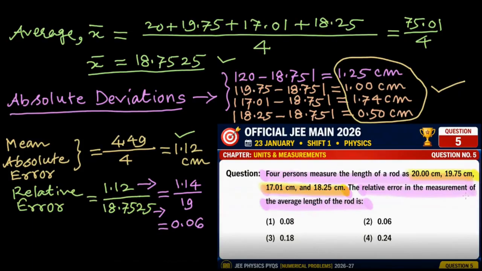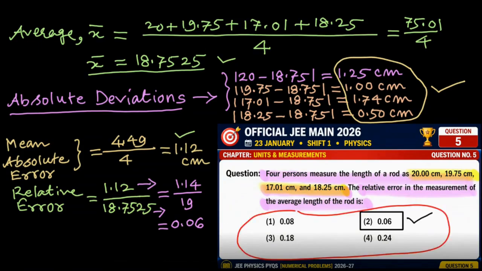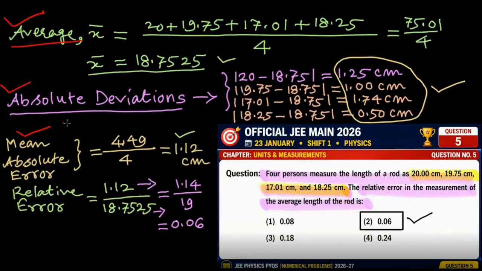We can immediately identify option 2 to be the correct answer. In JEE Main, when options are widely separated, like in here, intelligent approximation is often faster than exact long division. So the fastest examination method is: find average, find absolute deviations, calculate mean absolute error divided by average, and approximate intelligently.